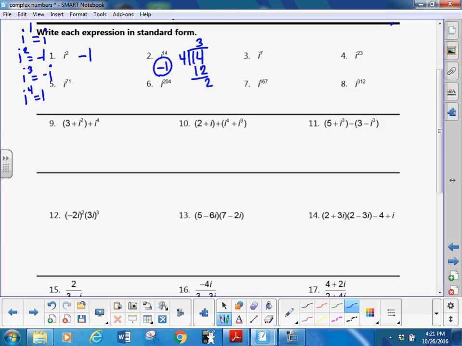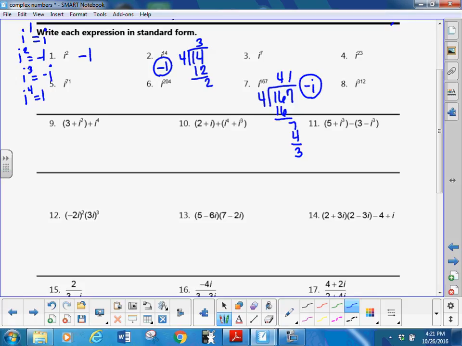Let me do number 7, which is i to the 167th power divided by 4. Has a remainder of 3. So I go back over here, I look at my pattern, find my 3, negative i.